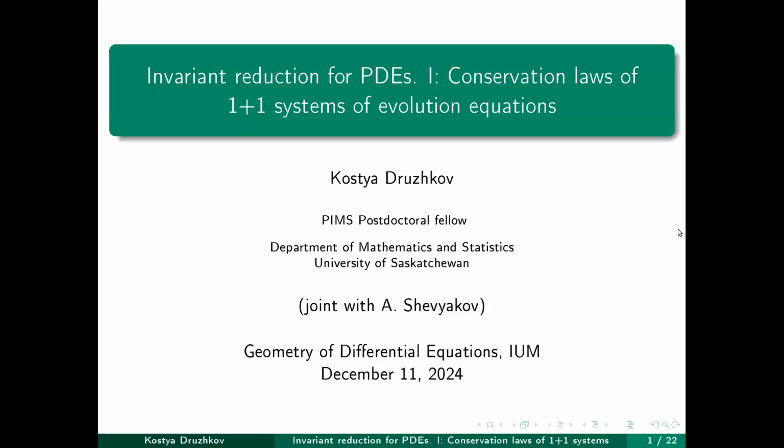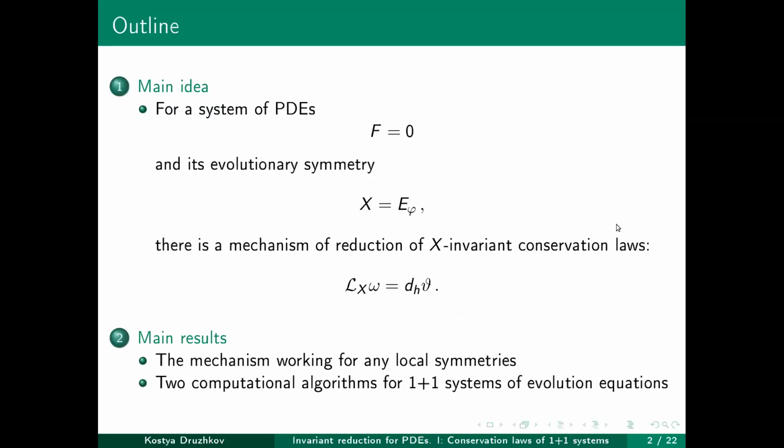Let's begin. Let's discuss the main idea. If you have a system of partial differential equations and its evolutionary symmetry, let's denote it by X, then there is a mechanism of reduction of conservation laws that are invariant with respect to this symmetry. The mechanism is based on the following formula.